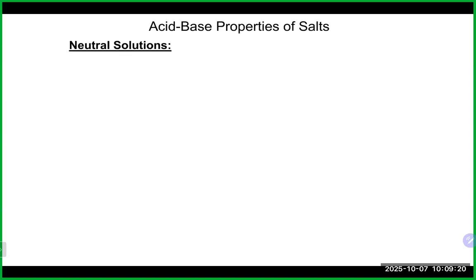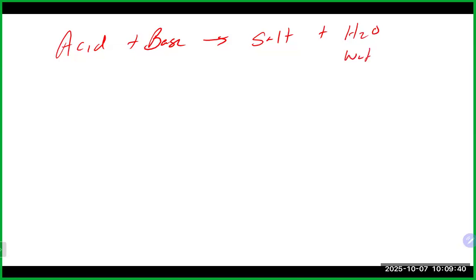All right, so the next thing we're going to talk about is actually salts, and let's back up a little bit maybe before we get there. Remember that when we have a reaction between an acid and a base, we make two things: a salt and water, in most cases. And our salt is really just an ionic compound.